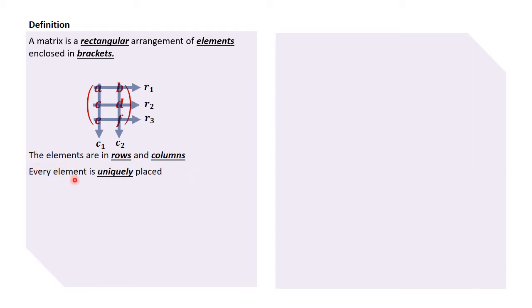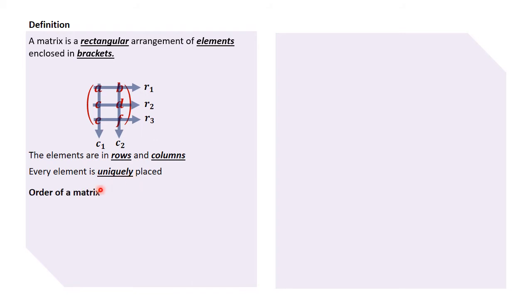Now, every element is also uniquely placed. For example, A is the only element in the first row, first column. B is the only element in the first row, second column. C is the only element in the second row, first column. D is the only element in the second row, second column. E is the only element in the third row, first column, and F is the only element in the third row, second column. So every element is placed in a very unique position.